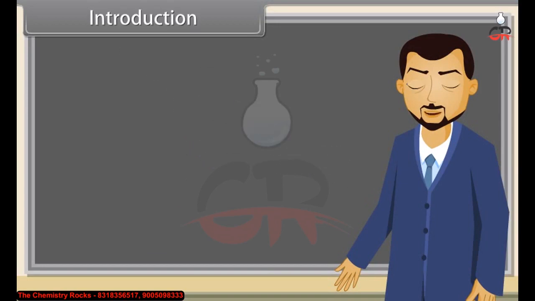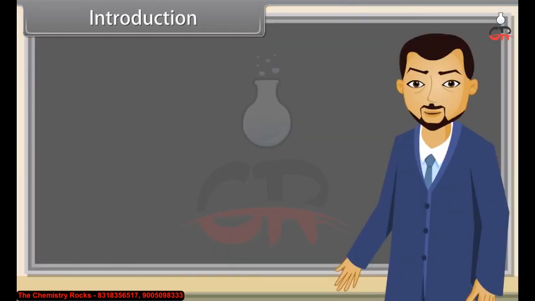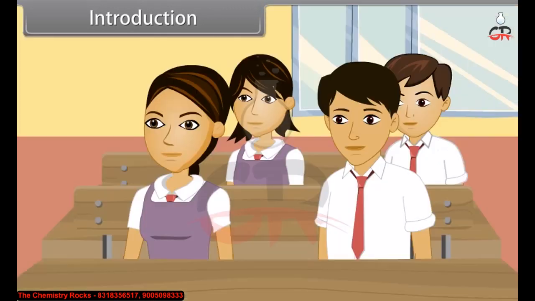Students, today we will study a new topic. Before proceeding further, tell me something about carbohydrates. Sir, it gives energy to our body. Good, Ravi. Carbohydrates are the major source of energy for our body in everyday life. Fruits, vegetables, milk, etc. are the major sources of carbohydrates.